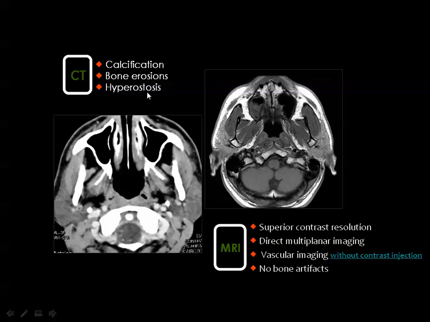and bone sclerosis or hyperostosis. But MRI is superior because of the high resolution imaging, because of the multiplanar imaging, because of the delineation of the vascular structures without the need to inject contrast media, and also MRI in many instances has no bone artifacts, but CT may show sometimes artifacts from dental fillings, for example, and from bony structures as well.